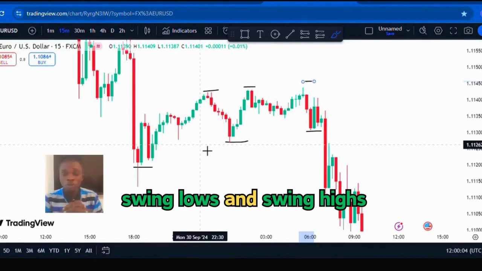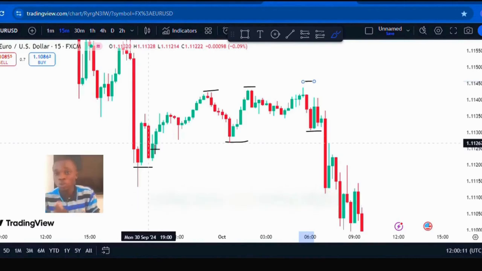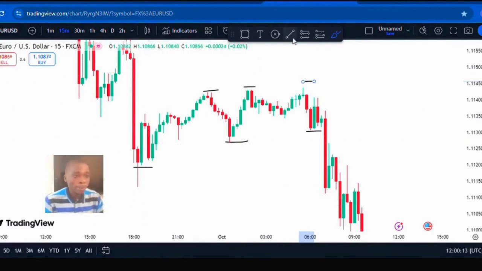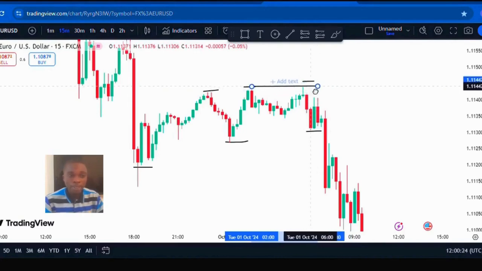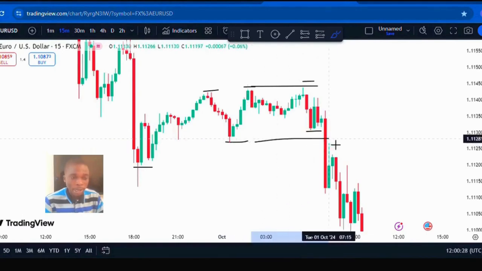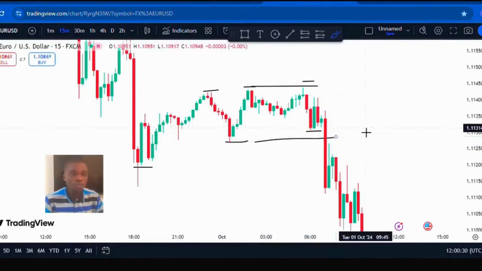This is the second thing you need to do. So mark your swing lows and swing highs. Right now, let's mark it together. Right here is our swing low. Right here is our swing high. Right here is our swing high. And right here is our swing low, which you can see. Swing highs and swing lows.